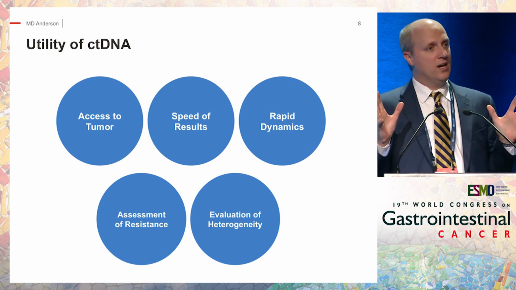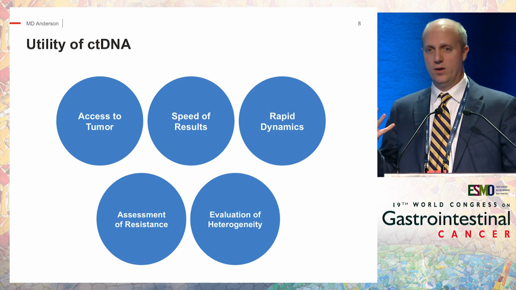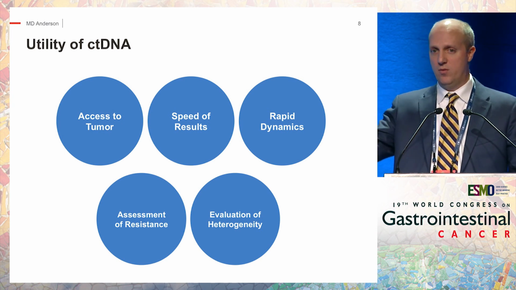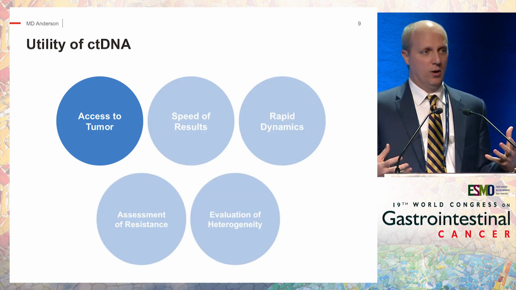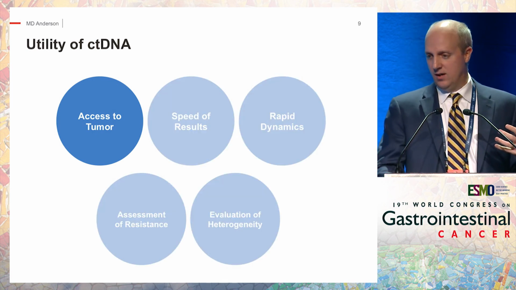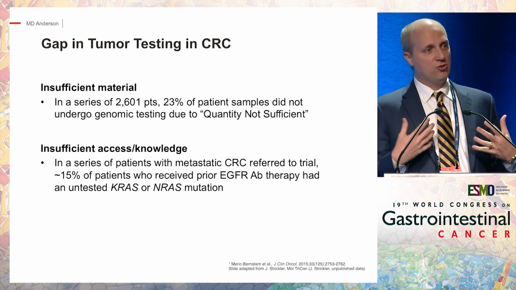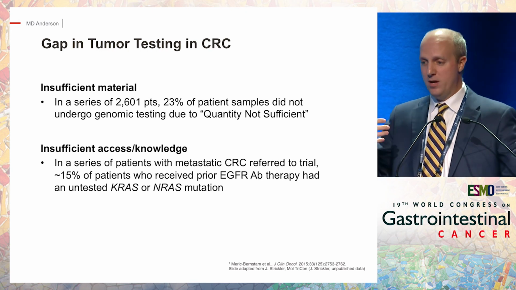Now, I broke down the utility of ctDNA into about 5 categories, and just to touch on some of the ones that are being discussed and where there are efforts and studies ongoing. The first is really access to tumor, right? So this is the one that has been the biggest initial interest. And this is actually still, in 2017, an issue of how do we get tissue from our patients.